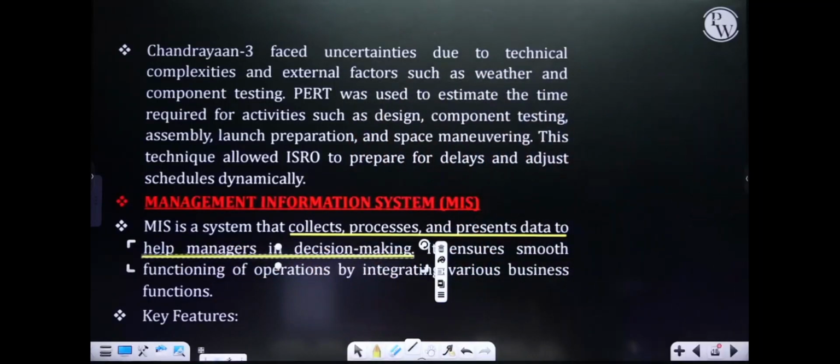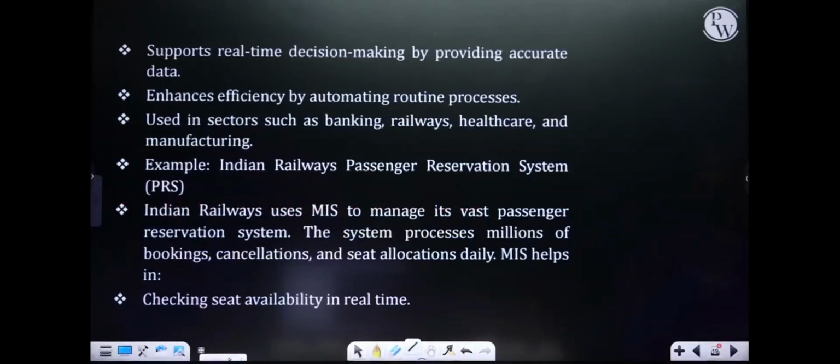It ensures smooth functioning of operations by integrating various business functions. Key features are: it supports real-time decision making by providing accurate data, and enhances efficiency by automating routine processes. It is used in sectors such as banking, railways, healthcare and manufacturing. Example: Indian Railway Passenger Reservation System.